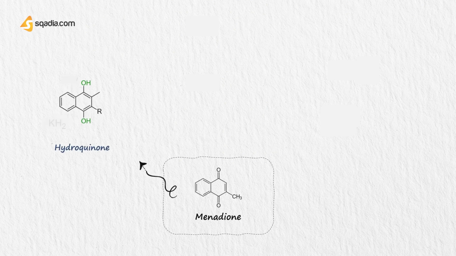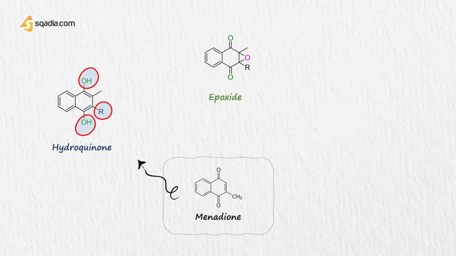Again, consider the structure of menadione. In the structure of hydroquinone, 2 OH groups replace 2 oxygens from the structure of menadione, and a side chain is also present, so hydroquinone is formed. In the structure of epoxide, 3 oxygen atoms are present, as 2 OH groups are replaced by 2 oxygens from the structure of hydroquinone. It also has a side chain, so epoxide is formed. In the structure of quinone, 1 oxygen atom is removed from the structure of epoxide, so quinone will form.